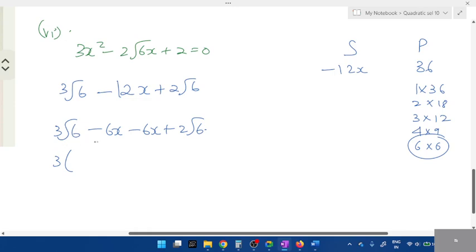Just a minute, students. If you try to do it directly, it is actually tough. Root 6. Let me just figure it out. If you take 3 outside, you get root 6.